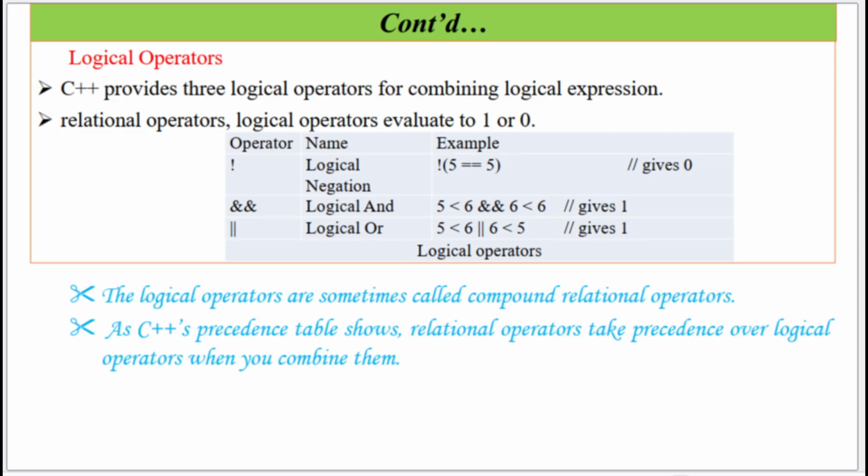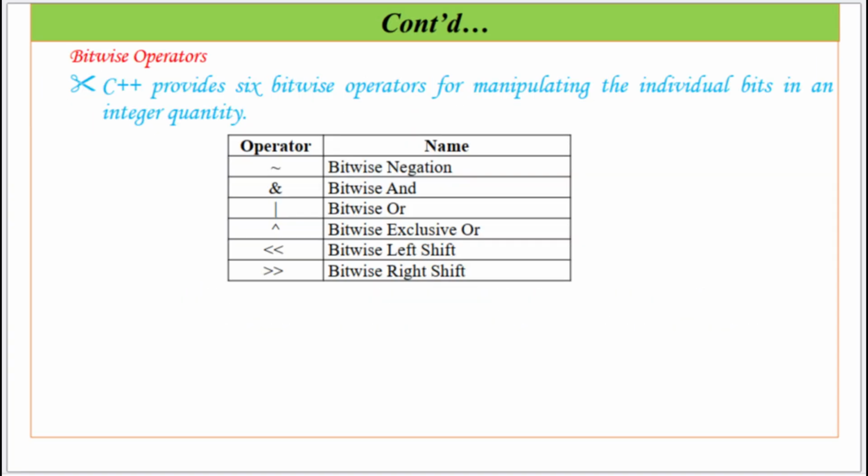Logical operators are sometimes called compound relational operators. As the C++ precedence table shows, relational operators take precedence over logical operators when you combine them. Bitwise operators. C++ provides six bitwise operators for manipulating the individual bits in an integer quantity: bitwise negation, bitwise and, bitwise or, bitwise exclusive or, bitwise left shift, and bitwise right shift.